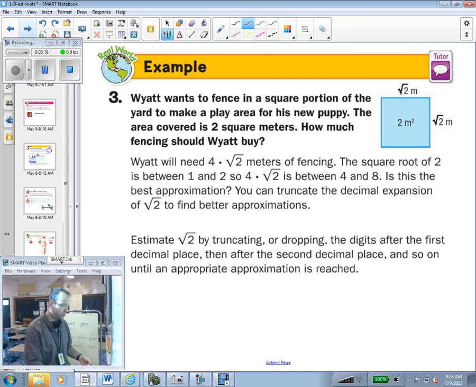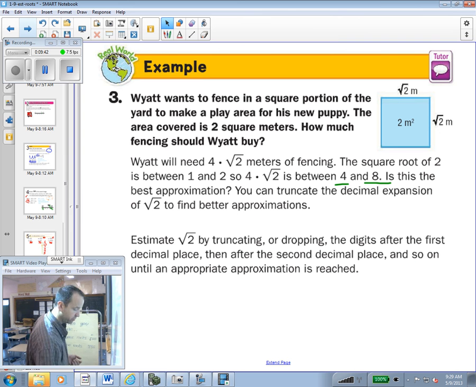Okay? So using an estimate like that isn't always the best. Again, it can be important at different times, and here's a situation where it's not. Okay? If we want to fence in a 2-meter area, using that process, we're going to get a fence somewhere between 4 and 8 meters. Okay, that's way too much of a variance.